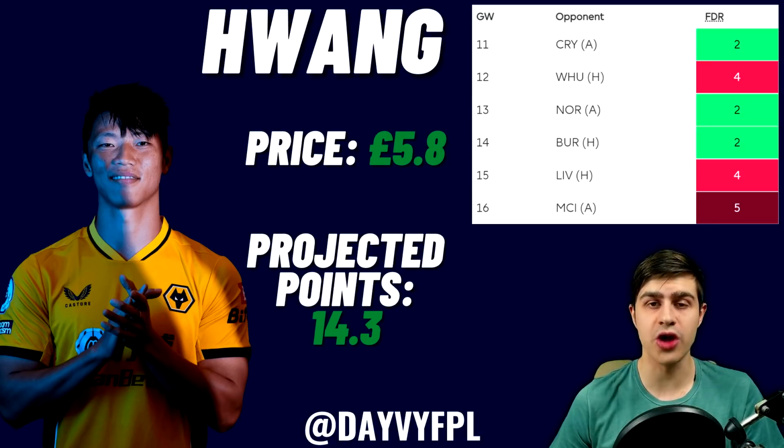and I am expecting big things from Smith Rowe in the upcoming game weeks. The next option to go for is going to be Wang from Wolves, another little cheaper option in that forward department. Now he does come in at 5.8 million, which he has had a couple of price rises over the past couple game weeks after some pretty good performances that he has had.